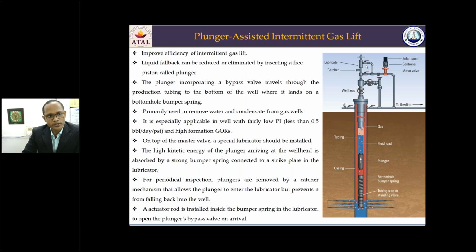There is also another spring here in the catcher mechanism. The plunger moves at very high speed. It gets here, hits the catcher mechanism, falls down, and the process continues. Another advantage of this plunger lift is that if there is any deposition in the tubing, by its movement up and down, it is removed. Any deposition in the well tubing is cleaned.